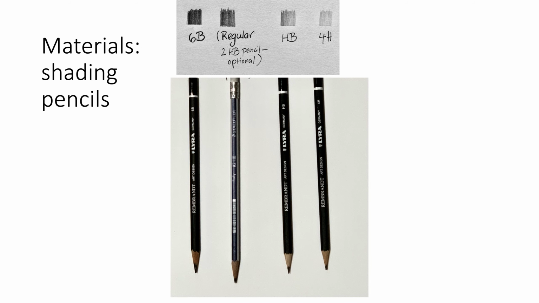H pencils are lighter in value. H stands for hard. A higher number on an H pencil means that the lead is harder and the value is lighter. Your 6B pencil has the darkest value. Your HB pencil works well for your midtones. And your 4H pencil is used for your light values. If you have a regular 2HB pencil or a 2B pencil, it works well for the darker midtones.